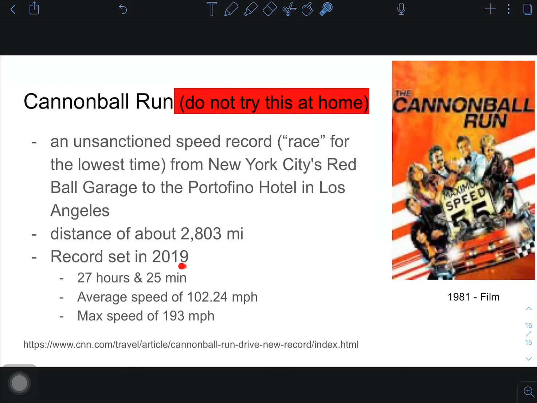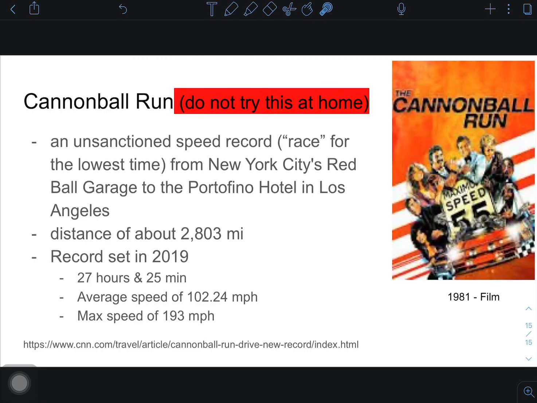Well, just last November, I believe, in 2019, a new record was set where a group of people went from New York City to LA, 2,800 miles, in 27 hours and 25 minutes. So their average speed, if you take this and divide by the total time, was around 102, 103 miles per hour. Now that doesn't mean they were going 102 miles per hour. That was their average speed. At some points, they claimed they reached a max speed of 193 miles per hour.